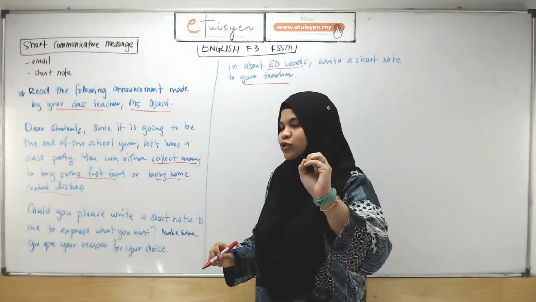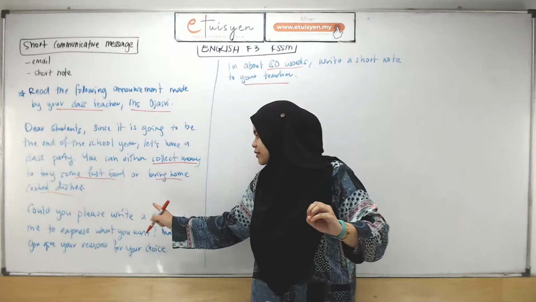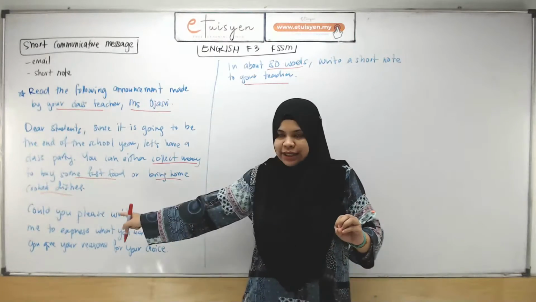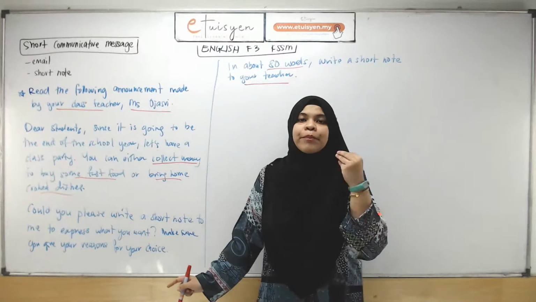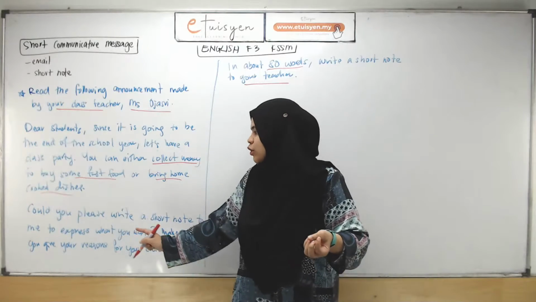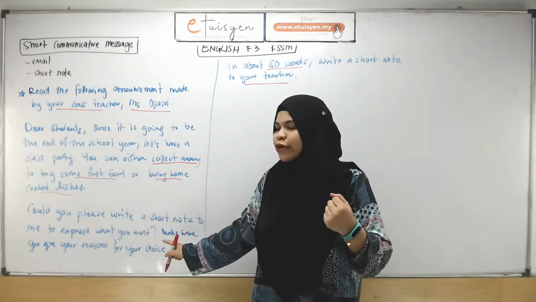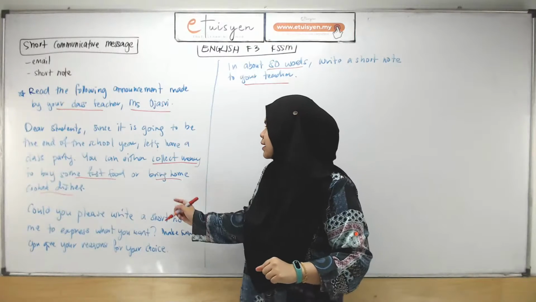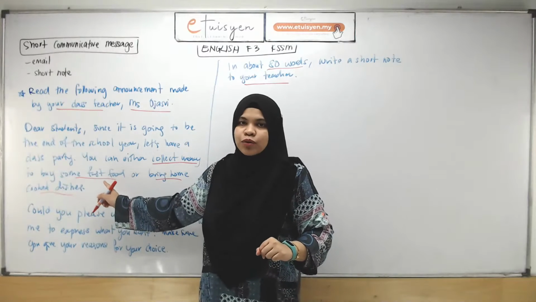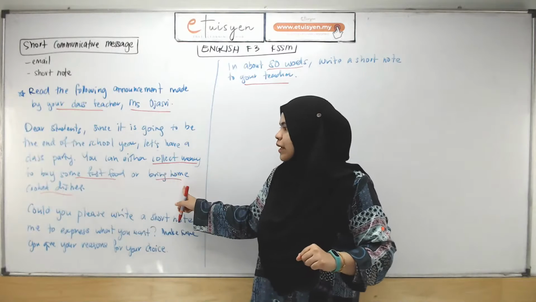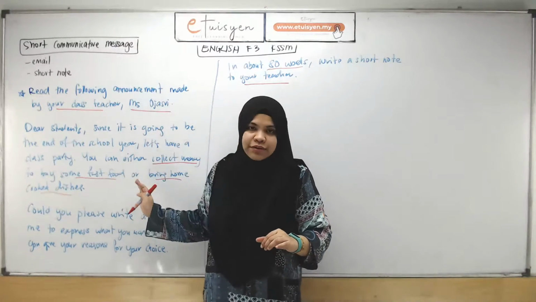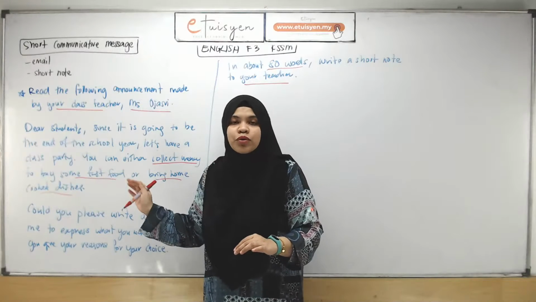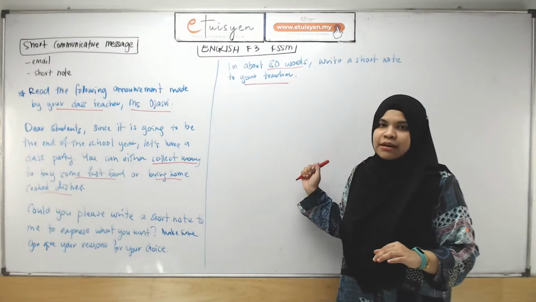What are your choice to do? Okay, so could you please write a short note to me? So you have to write a short note to express what you want. Okay, apa yang you nak buat. Okay, so make sure you give your reasons for your choice. The choice is either you're going to collect some money to buy fast food or you're going to bring home cooked dishes. Okay, so this is the portion. So this is your choice. Ni apa yang you kena tulis dekat sini dalam short note.